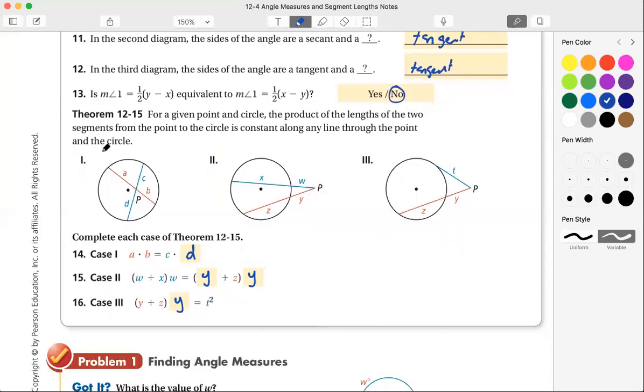So I like to think case 1 is that the product of the pieces are equal. In case 2, I like to think of it as the whole times the outside equals the whole times the outside. And for case 3, it's the same thing. So it's the whole times the outside. It's the whole times the outside. So you can see how the same thing happens up there.